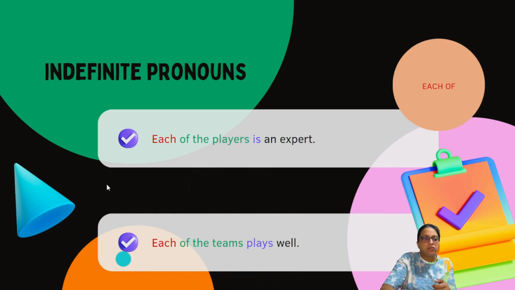Next, another similar example. Each of the teams plays well. What are we talking about? Are we talking about the members of the team or are we talking about multiple teams here? Can you tell me? Think a bit and answer this question. When we say each of the teams plays well, obviously we are not talking about the members of the team. We have clearly understood that there are multiple teams and we are referring to each team individually and we want to say plays well. Each team plays well, or we can say each of the teams plays well. Okay?